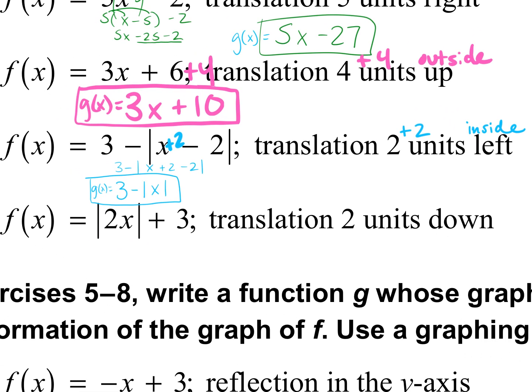All right, and then for 4, 2 units down, inside or outside? Outside. Adding or subtracting? Subtracting 2 on the outside. So we just minus 2 on the outside.